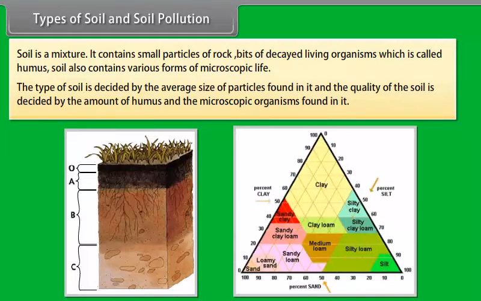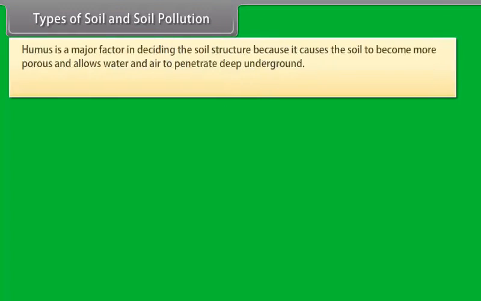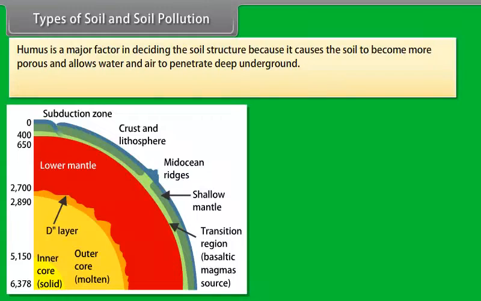The type of soil is decided by the average size of particles found in it, and the quality of the soil is decided by the amount of humus and the microscopic organisms found in it. Humus is a major factor in deciding the soil structure because it causes the soil to become more porous and allows water and air to penetrate deep underground.